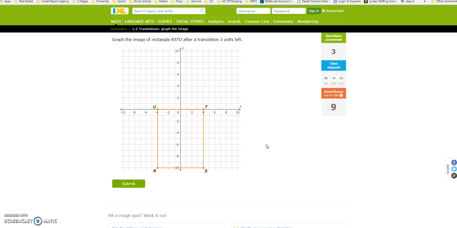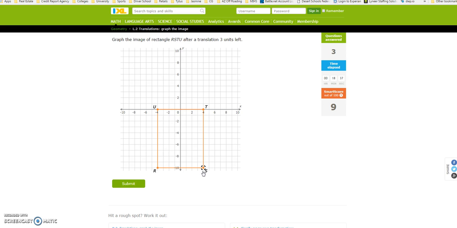Oh, it's a bigger rectangle now. It is asking us to graph the image of rectangle RSTU after a translation 3 units to the left. It's giving us a much simpler question now. Thank you very much. So we only have to do one direction of moving. And we are going to start with S. Why? Because we're moving to the left and it is the lowest and farthest point.